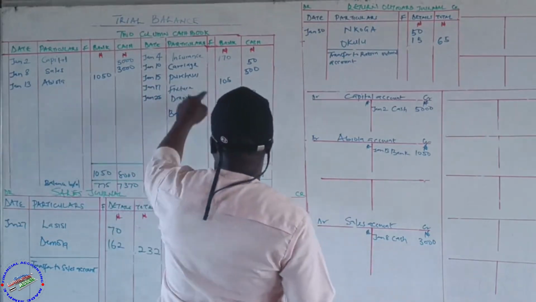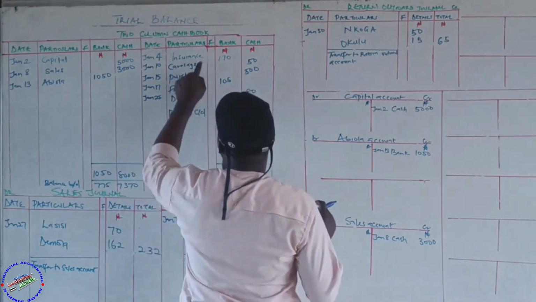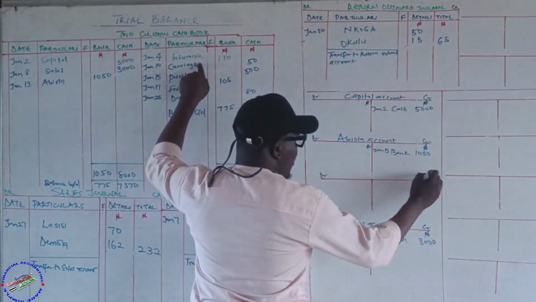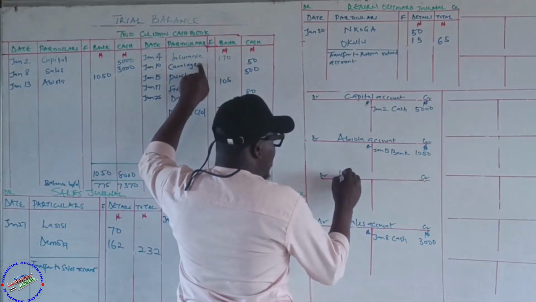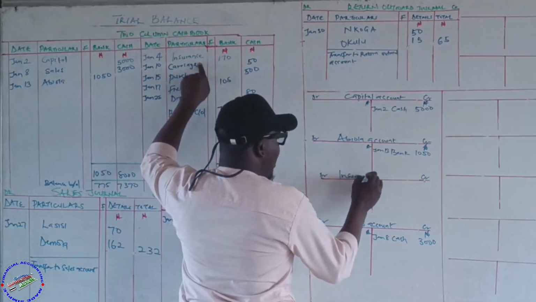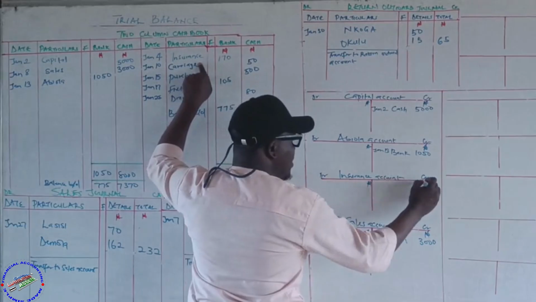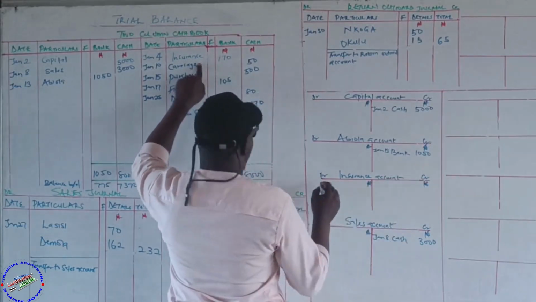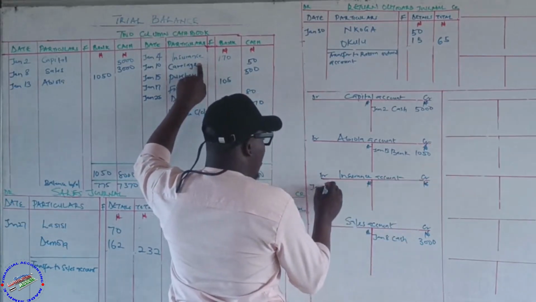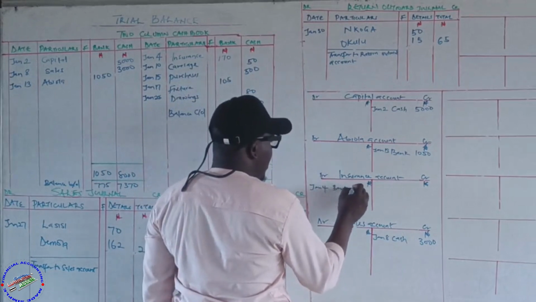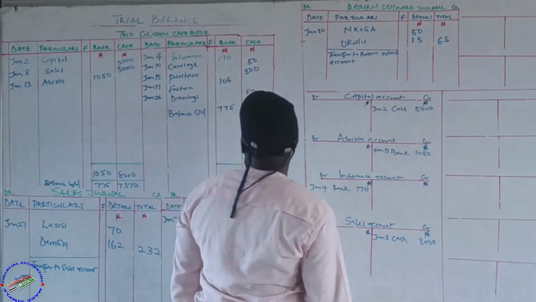The next one is insurance. Insurance is on the credit side. So when we are posting to the ledger, we post to the debit side. So we have insurance account. So I have January 4, under bank, 170.